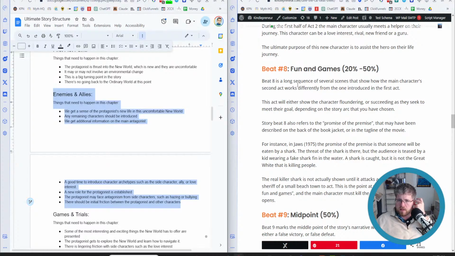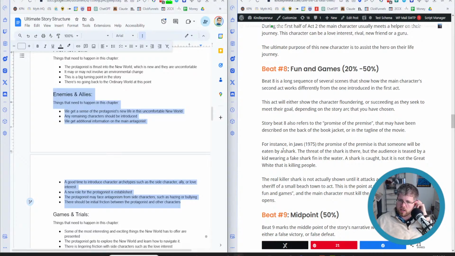Beat 8 is a long sequence of several scenes that show how the main character's second act works differently from the one introduced in the first act. This act will either show the character floundering or succeeding as they seek to meet their goal, depending on the story arc that you have chosen. Story beat 8 also refers to the promise of the premise that may have been described on the back of the book jacket or in the tagline of the movie.